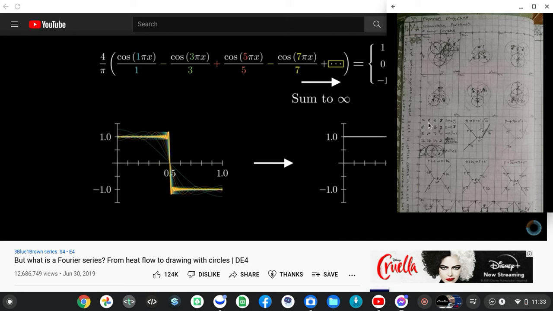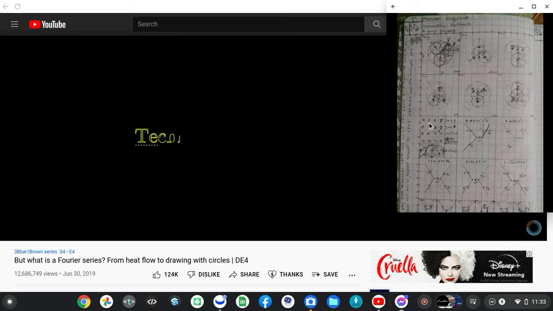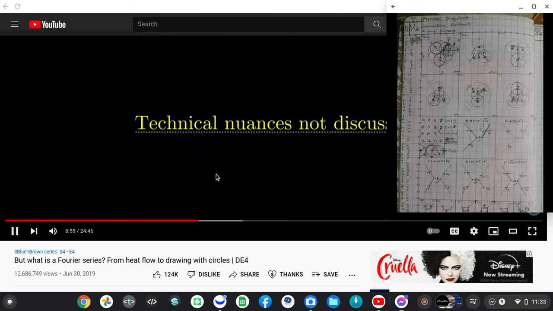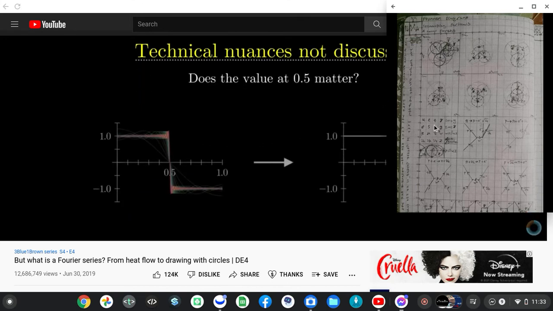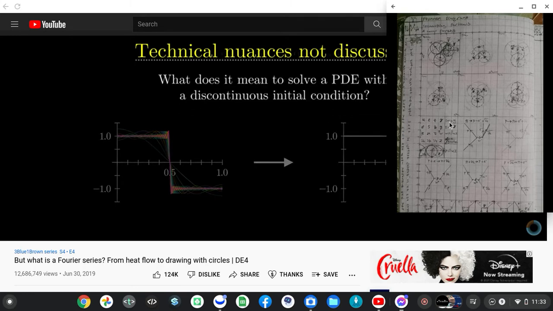There are multiple technical nuances that I'm sweeping under the rug here. Does the fact that we're forced into a certain value for the step function at the point of the discontinuity make any difference for the heat flow problem? For that matter, what does it really take to know what's going on?